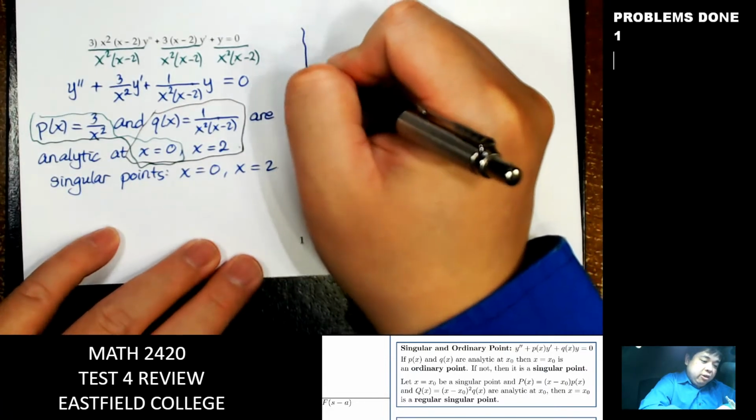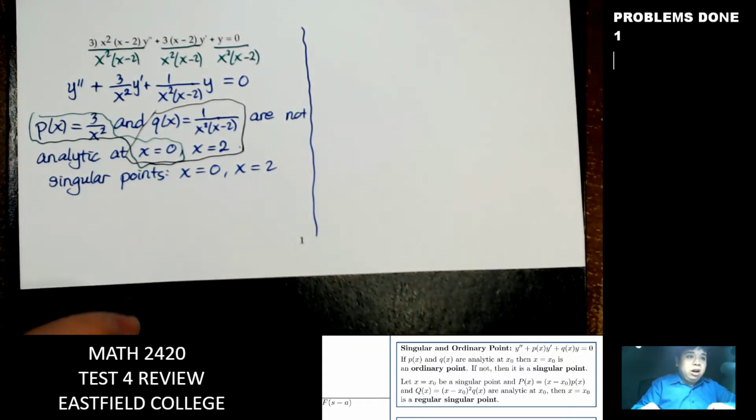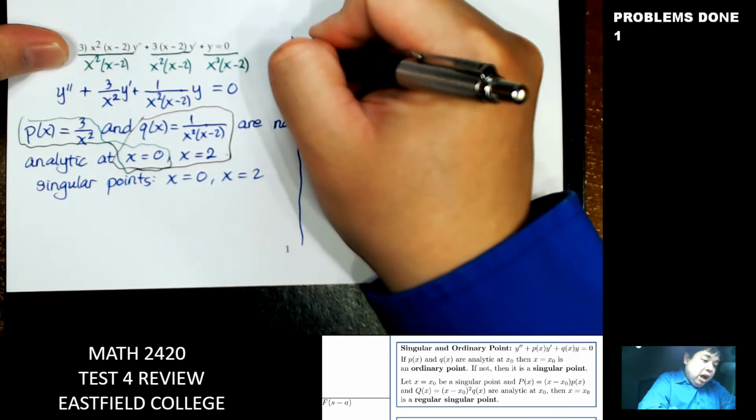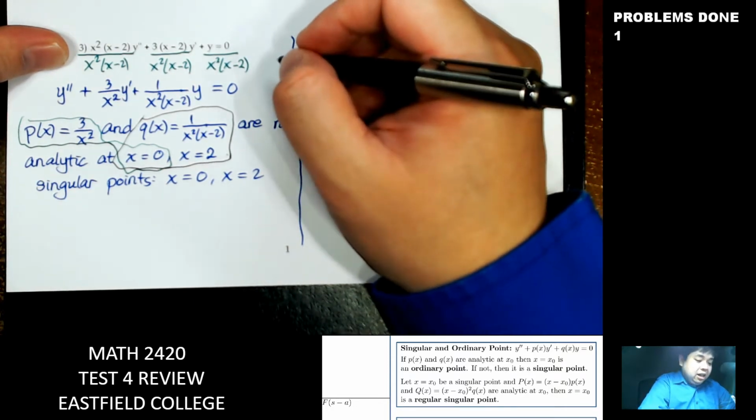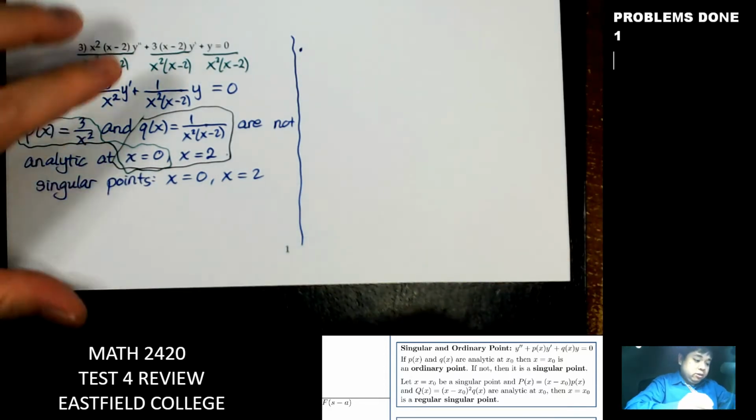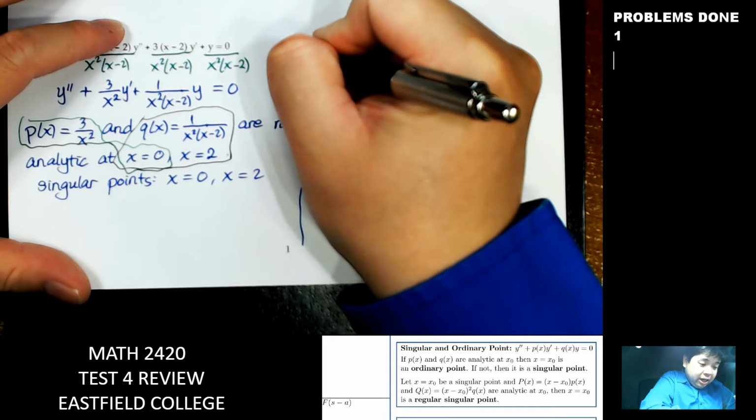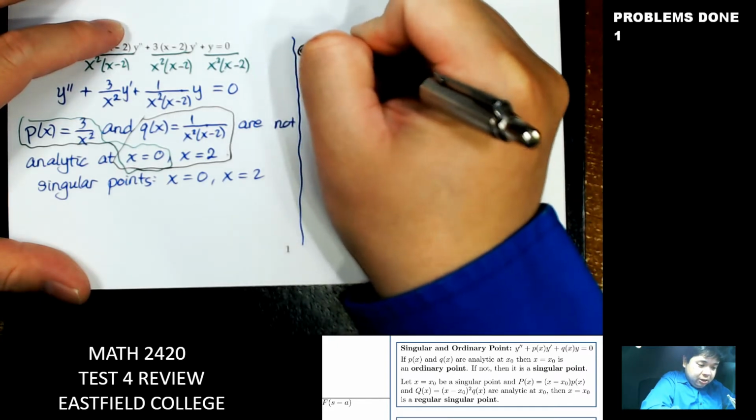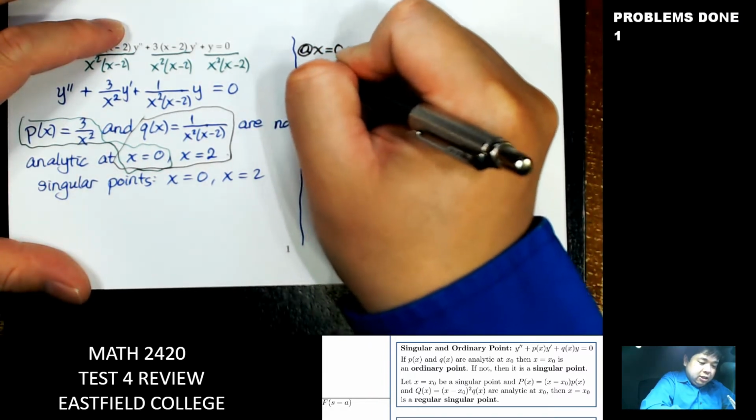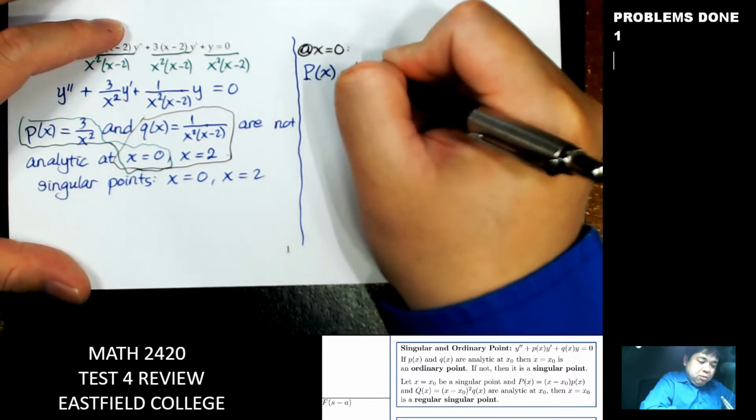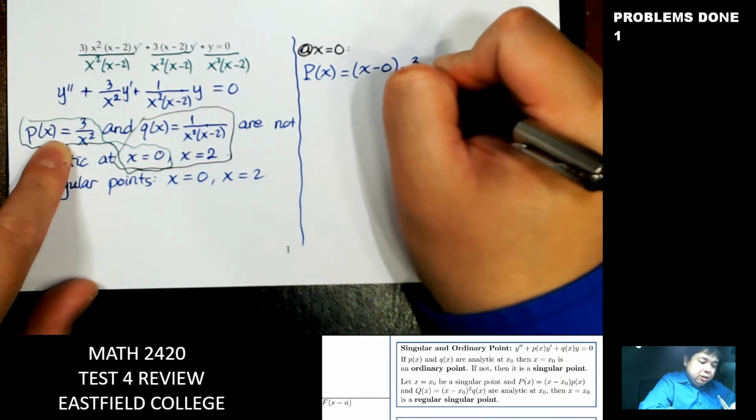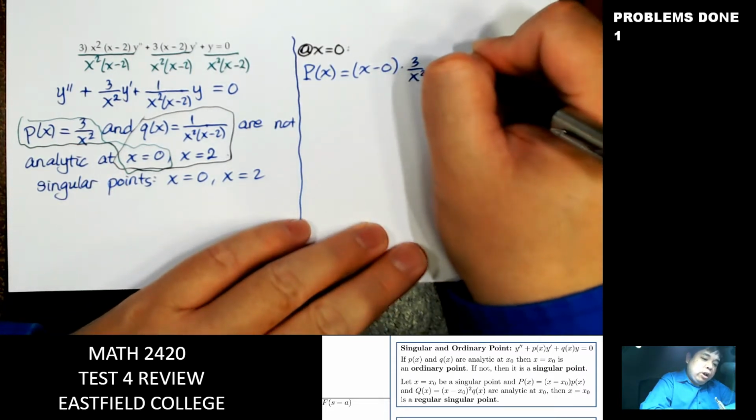Now we will classify them. To classify them, we'll find the capital P of x and capital Q of x. If both of them are analytic at the point, then it is a regular singular point. If it is not, then it is irregular. So first we do x equal to 0. We find capital P of x, which will be x minus 0 times little p of x. The x cancels out, we have 3 over x.